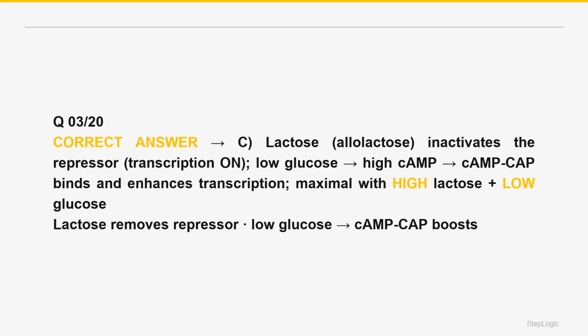Second, positive control by catabolite glucose status. This works through cAMP and the catabolite activator protein, CAP. When glucose is low, cAMP levels rise. cAMP binds CAP, and the cAMP-CAP complex binds the promoter and strongly enhances transcription. When glucose is high, cAMP is low, CAP is inactive, and transcription stays low. This is catabolite repression. The cell prefers glucose. So maximal lac operon expression requires both conditions: high lactose, repressor off, and low glucose, cAMP-CAP on. Lactose removes repressor plus low glucose, cAMP-CAP enhances. That logic is correct.